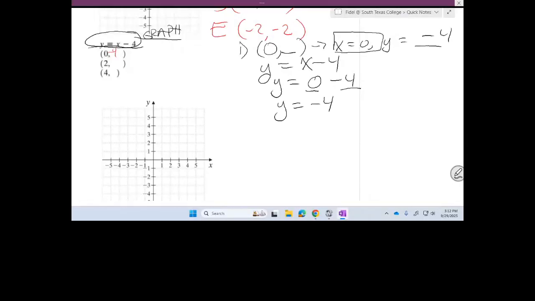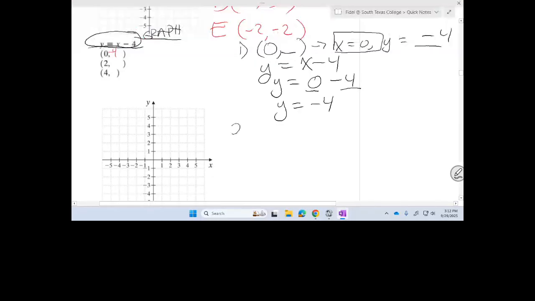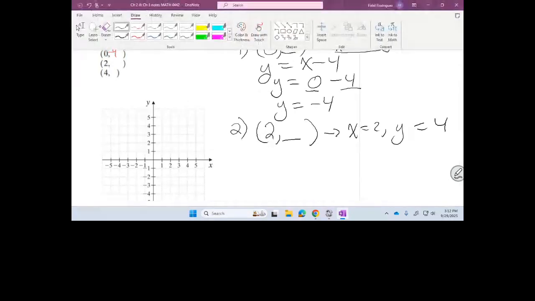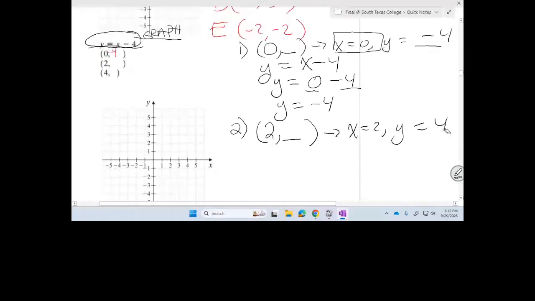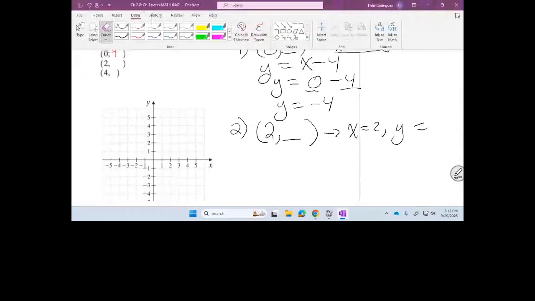All right, let's do step number 2. Step number 2, y'all, is going to be real similar to step number 1. We're going to go like this, 2, blank. Remember what that means? That means that x is 2, and we're going to try to figure out what the y number is, okay?